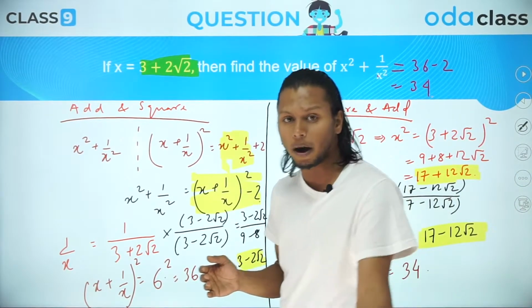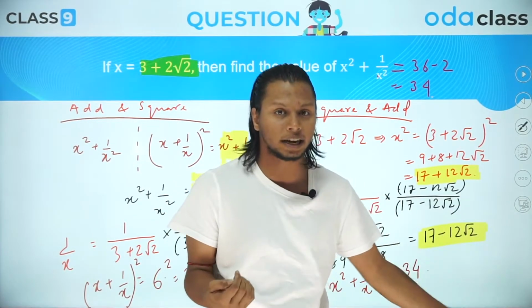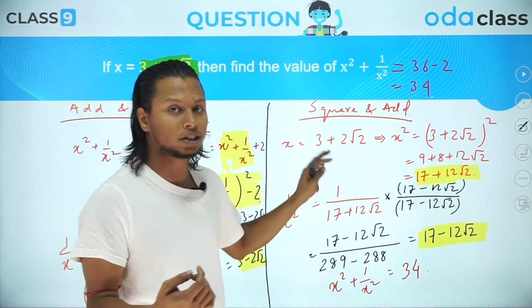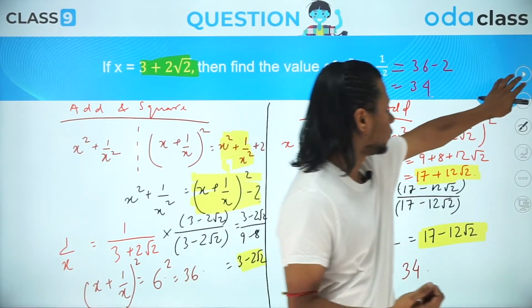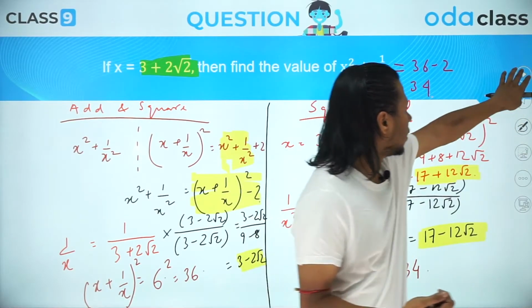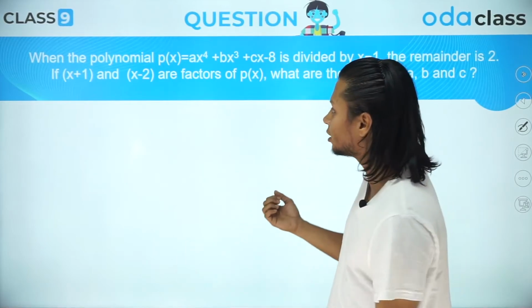Now, this was about identity and how do we manipulate them, also about how do we factorize when we have denominators in form of irrational numbers, right? The next question that we are going to deal with is about factor theorem and remainder theorem. So let's read this together.